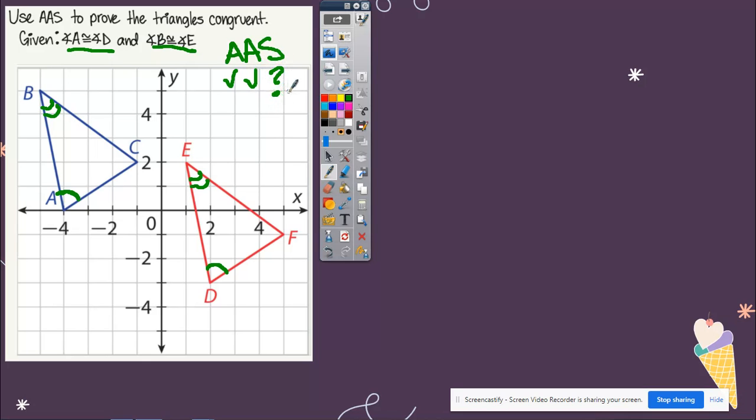We need a side. Okay, and I know that the answer is definitely not BA to see if it matches ED. The reason that would be incorrect is because if you did it, you would be spelling angle, side, angle, which we do not want to do. So in this case, since they're telling us to do angle, angle, side, you can choose AC and compare it to DF. That's perfectly fine. Or BC and compare it to EF. Those are the only two options you have.